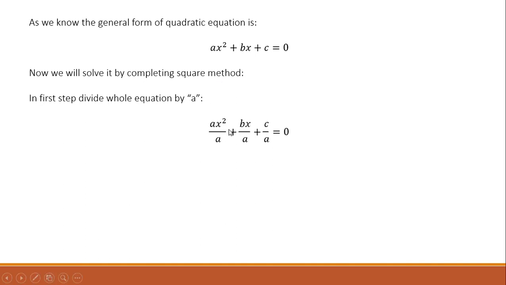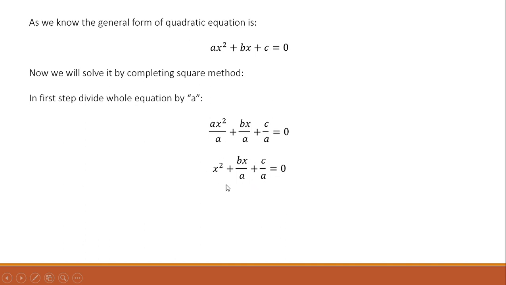When we divide the whole equation by a, we will get ax square over a plus bx over a plus c over a is equal to 0. Now we will simplify it. It becomes x square plus bx over a plus c over a is equal to 0.